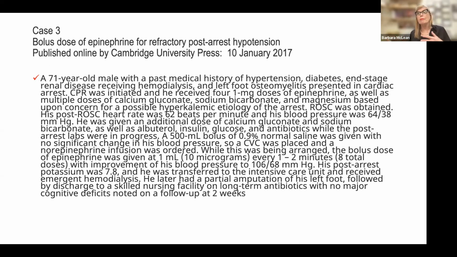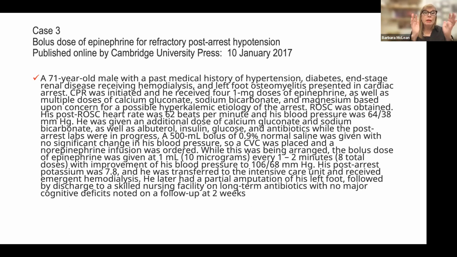He has renal failure. He must have missed one of his hemodialyses. And there was a lot of concern that he might have a hyperkalemic arrest. Now, they achieved ROSC, and his post-ROSC heart rate was 62 and blood pressure 64/38. He gets more calcium gluconate and bicarb. He gets albuterol, insulin, glucose, all to protect him from hyperkalemia, while post-arrest labs are in progress.